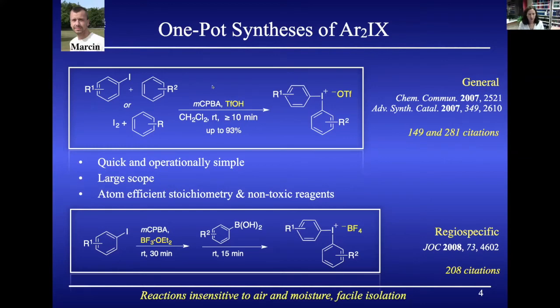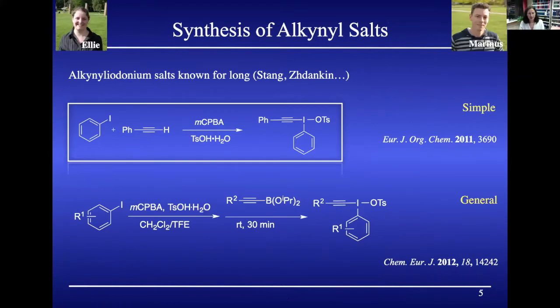So when we were done with diaryl iodoniums, we went on to look at the synthesis of alkynyl iodonium salts. And this work was developed quite early on by a postdoc, Ellie, in my group, starting with the idea that alkynyl iodonium salt had been known for very long. But again, to make them in an efficient way, starting from iodine-1 compounds was not developed. So we first found a method to do that straight with alkynes, but that had a very, very moderate scope.